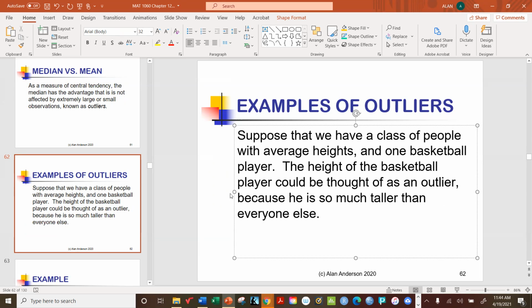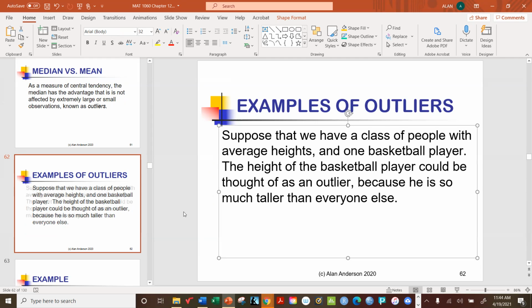All right. So in a case like that, the heights are like 5'4", 5'6", 5'8", 5 foot whatever, and all of a sudden there's somebody in the room who's 7'2", and he's on the basketball team. Well, that height could be thought of as an outlier. It's much larger than the other observations in your sample or population.